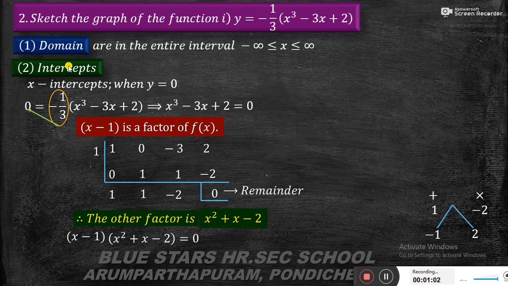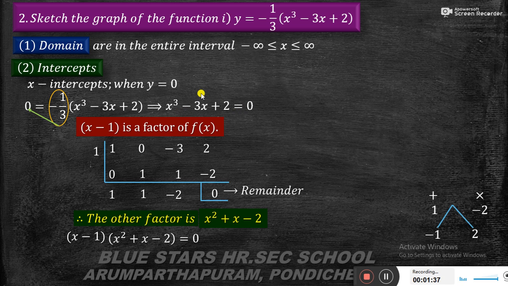to infinity. Intercept: x-intercept means y equal to 0. So now you substitute y equal to 0 in the function. So 0 equal to minus 1 by 3 x cube minus 3x plus 2. The next step, x cube minus 3x plus 2 equal to 0. So now I factorize this, x cube minus 3x plus 2. Now I substitute x equal to 1 in this equation: 1 minus 3 plus 2. So 1 plus 2 is 3, 3 minus 3 is 0. So we substitute x equal to 1 in this equation, we got the answer 0.